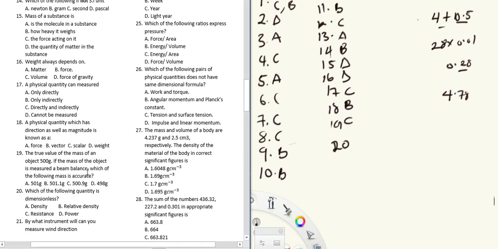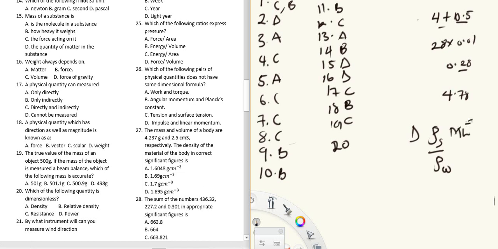Okay, so question 20. Which of the following quantities is dimensionless? Which of the following quantities doesn't have a dimension? And then definitely it is relative density, because in relative density you have density of a substance over density of water. So the dimension of density, which is ML^-3, will cancel out. Therefore they are dimensionless, so they will cancel out. The answer is relative density. That is B. Okay, B.